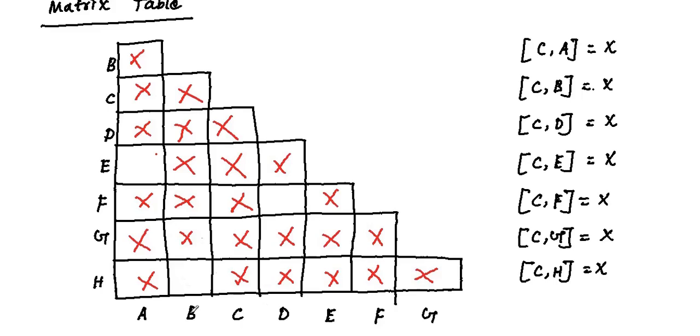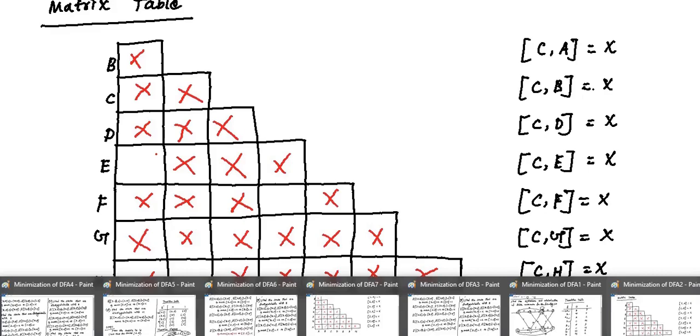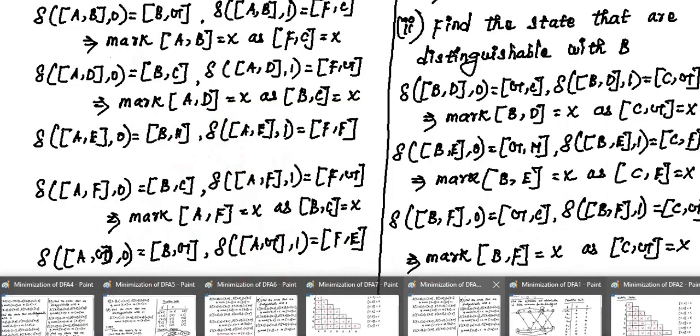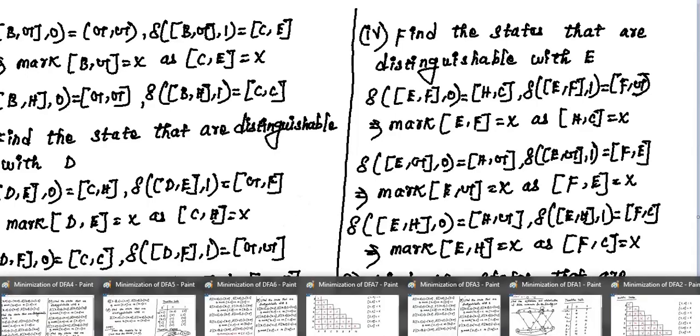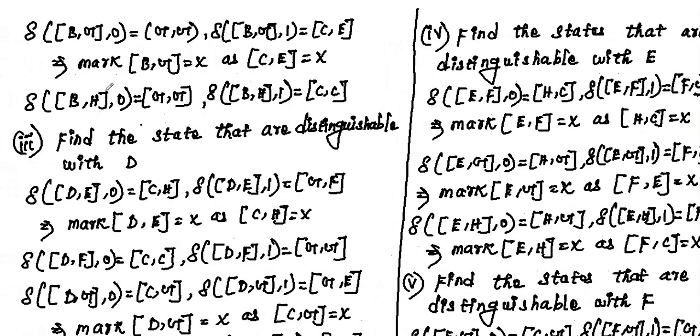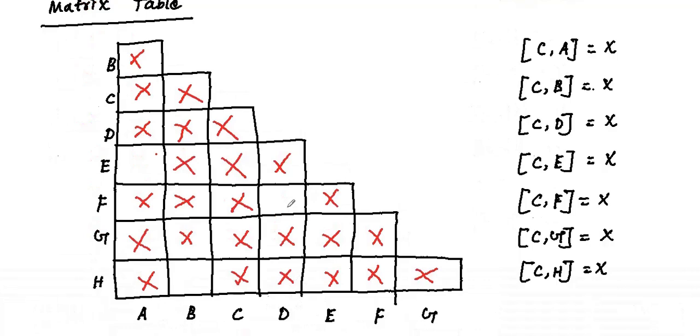And next one, BH. BH we already saw in the second step, in the second subdivision. Here BH there is no cross mark. Leave it. Next one, DF. DF is blank space here. So we need to find out whether the cross mark appears or not.